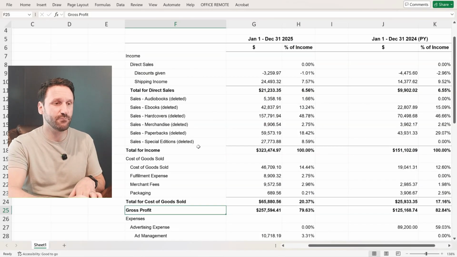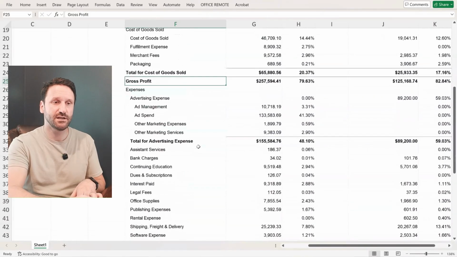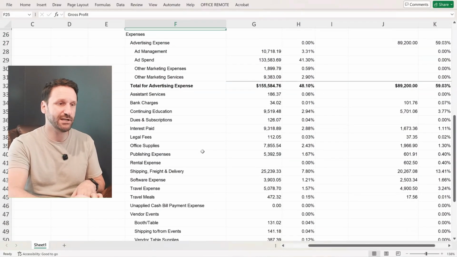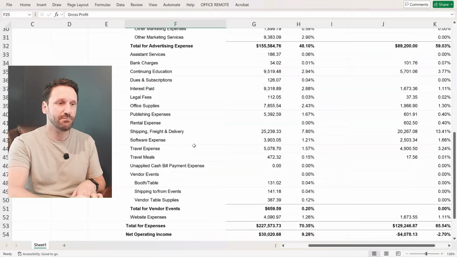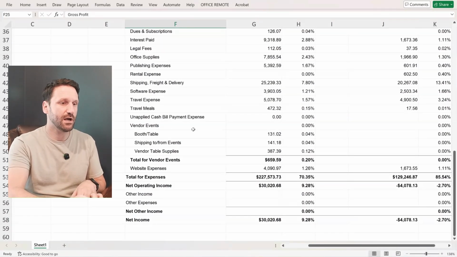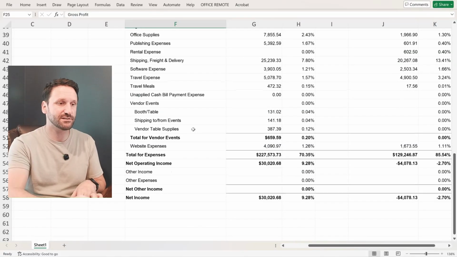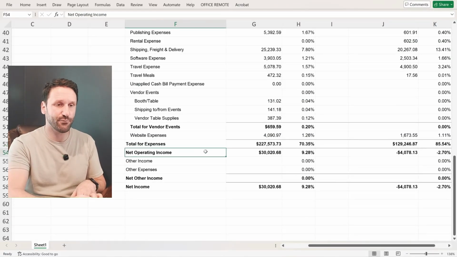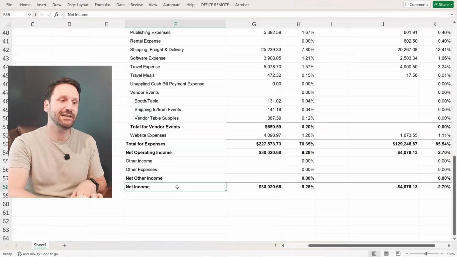Under gross profit, we list out all of our expenses. So this would be considered your overhead: advertising, assistant services, bank charges, continuing ed, publishing expenses, rental expenses, shipping, freight, delivery, vendor events for in-person events. And then all the way at the bottom, we have total for expenses and then net operating income. And then we have net income.